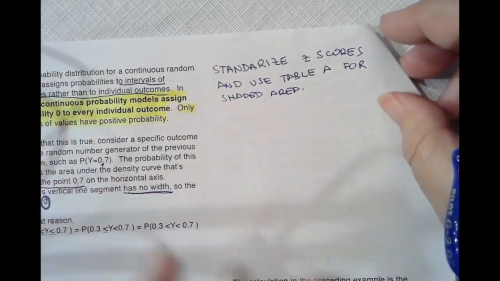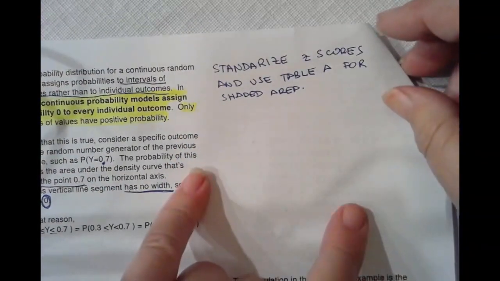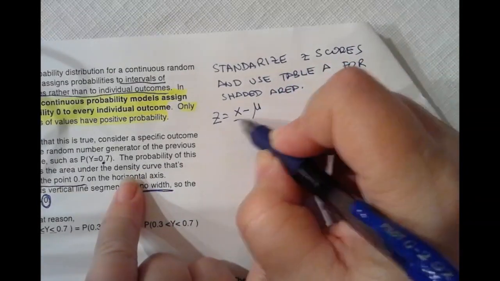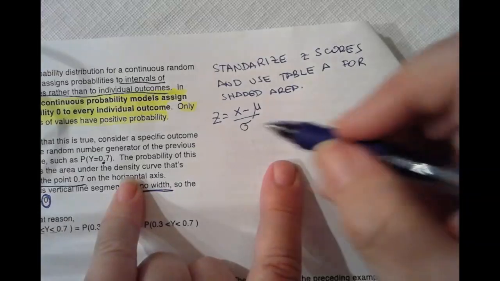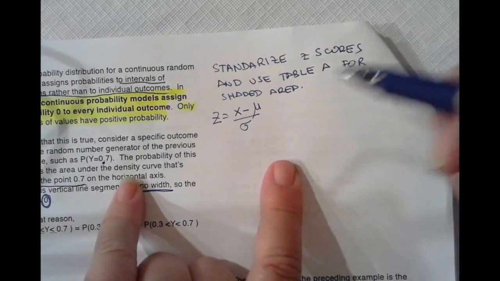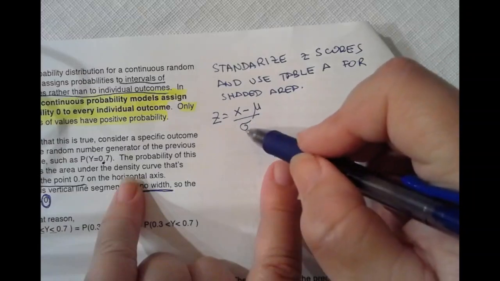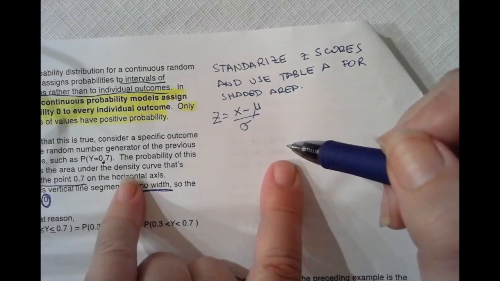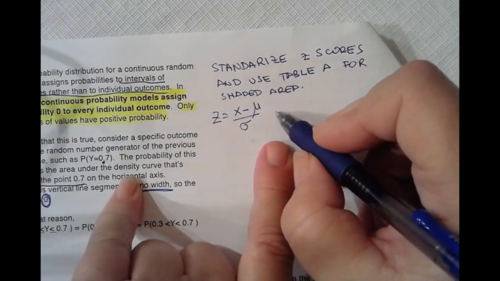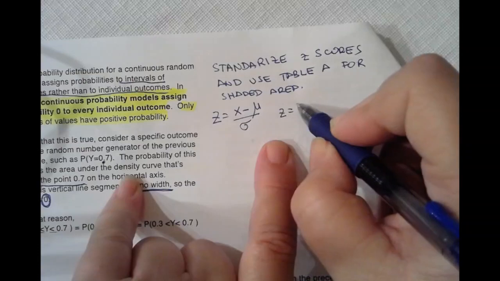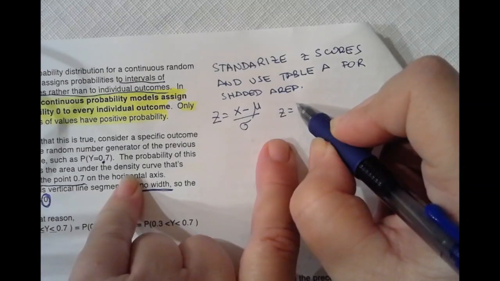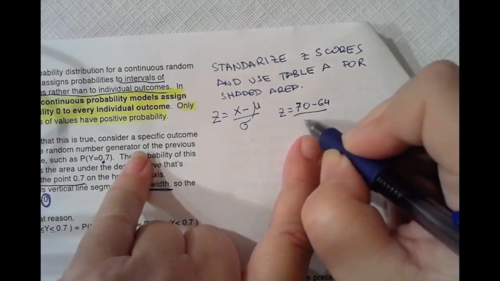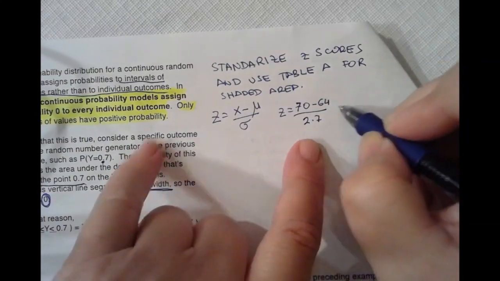Okay, so those of you who are learning standardization, you're in good shape. You need to know that the z-score is x minus mu over the standard deviation. Notice my notation, mu and sigma this time. It's not x bar, it's mu and sigma. So we're going to standardize both scores. The first score is going to be 70 minus 64 divided by the standard deviation, which is 2.7.